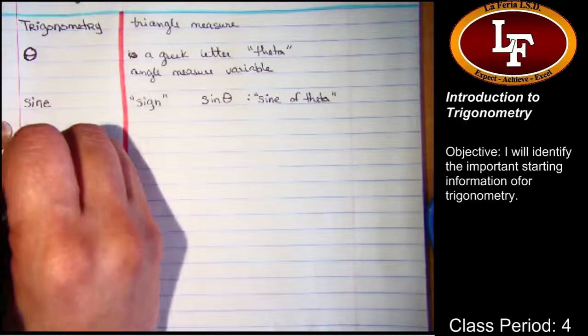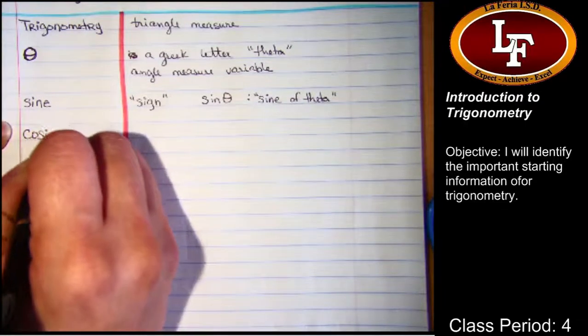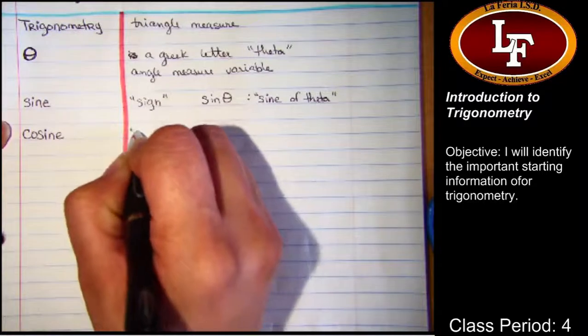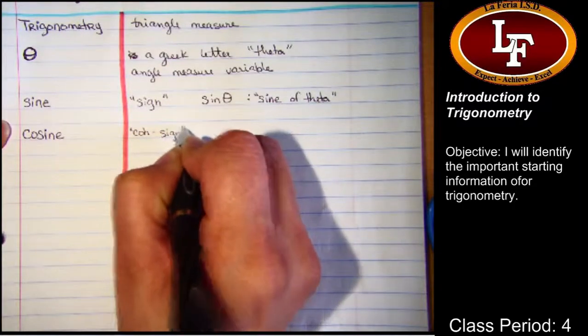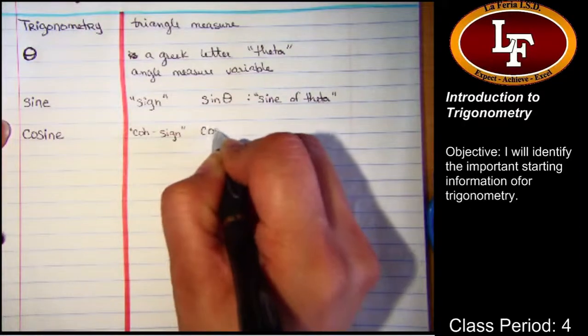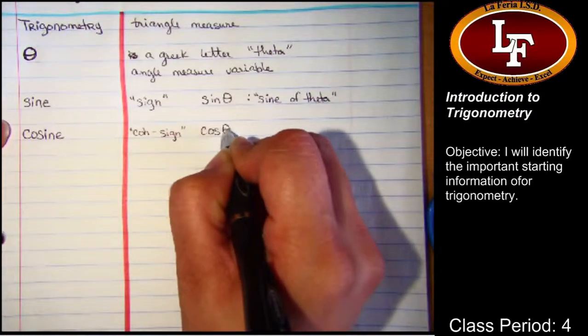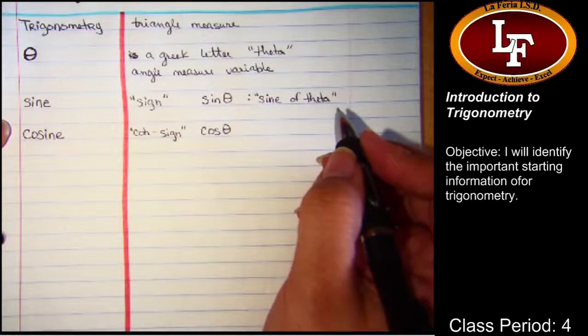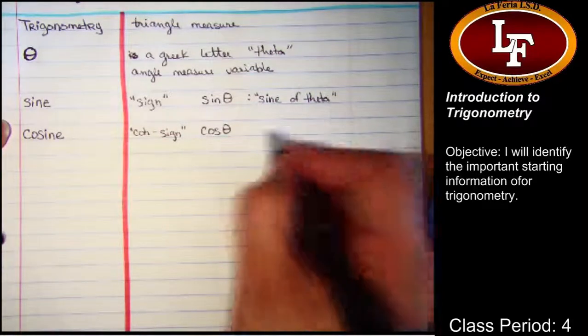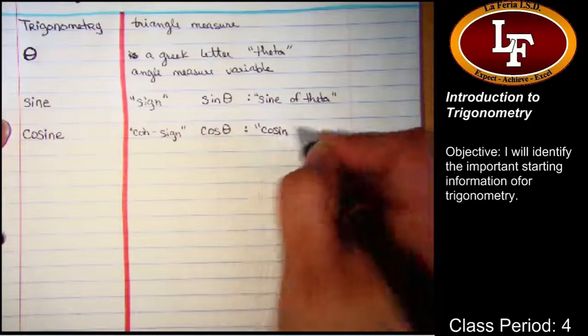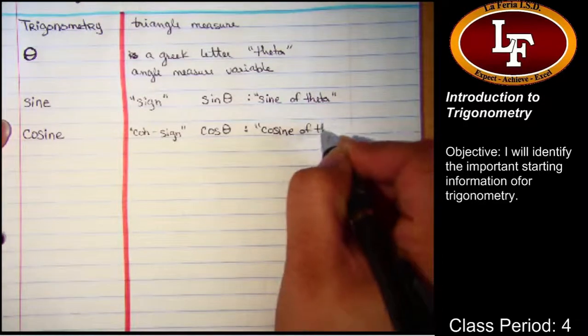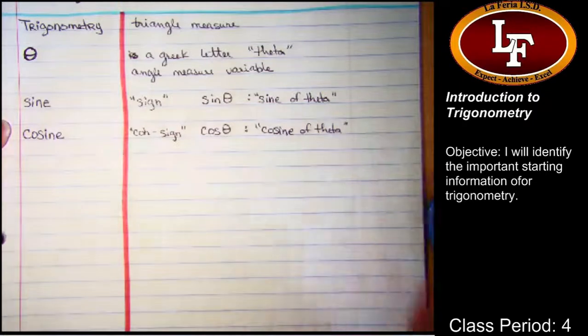Sine. The next one is cosine, and it is pronounced cosine. In a word problem and in equations, it's written this way, cos theta, which is read the cosine of theta. It's not read cos, it's cosine.